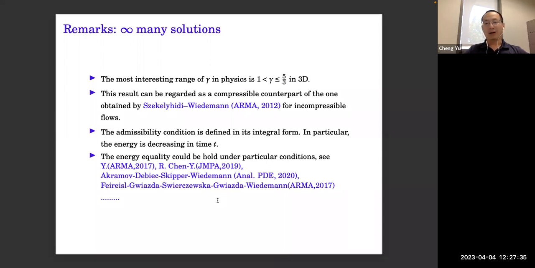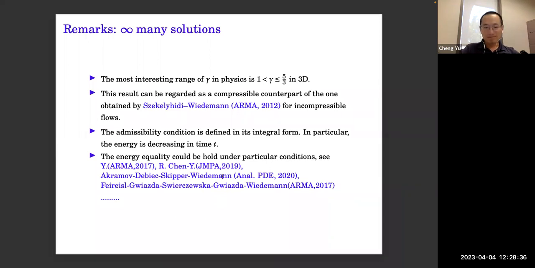Okay, so this result can be regarded as a compressible version of the one obtained by De Lellis and Székelyhidi in 2012 for the incompressible Euler equations, which I mentioned at the beginning of this talk. Here our admissible condition is defined in the integration form of the energy inequality. In particular, the energy is decreasing in time t. As I mentioned before, the most interesting admissible condition for the compressible flow is the entropy condition, which is a local form of the energy inequality. So possibly that's our next step or next goal for this kind of problem.